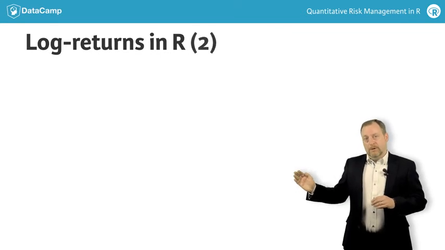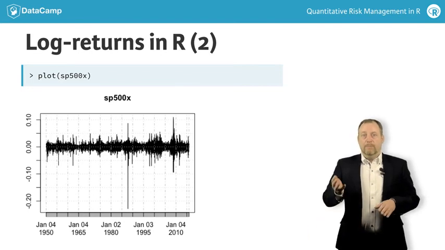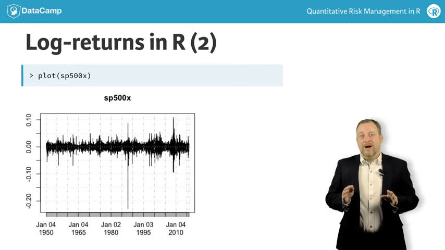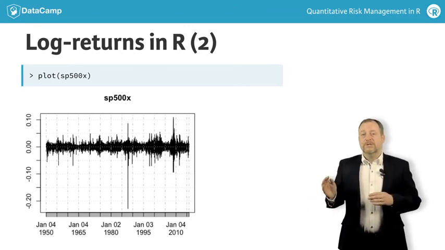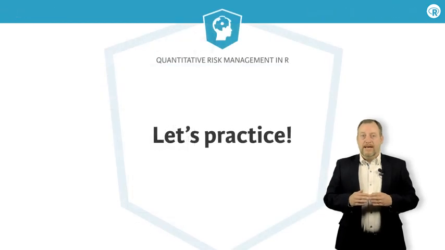Now let's plot the log returns. You see a fairly noisy series, mostly oscillating between minus 0.05 and plus 0.05, which can be approximately interpreted as 5% movements up and down. However, there are some very extreme values. The largest negative return corresponds to the famous stock market crash of Black Monday in 1987. Now it's your turn to calculate and plot some returns in the next exercises.